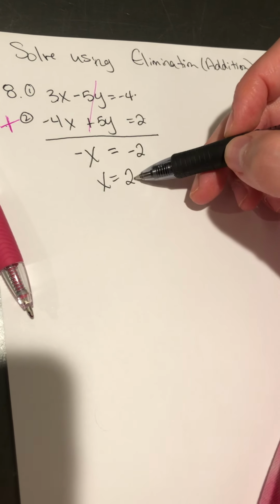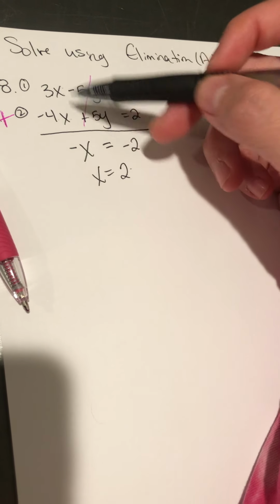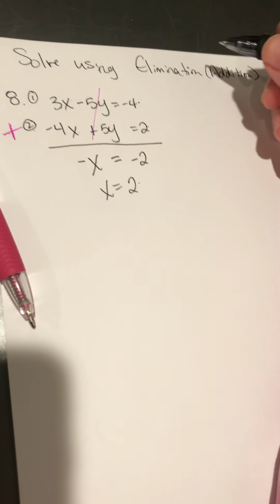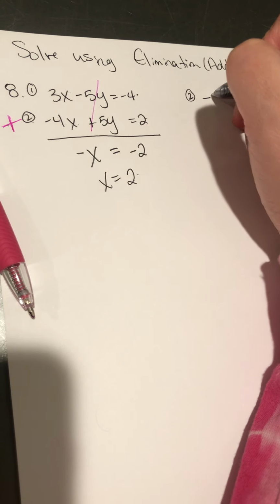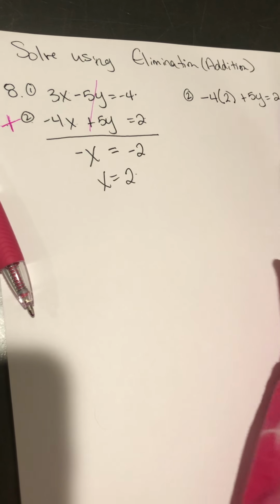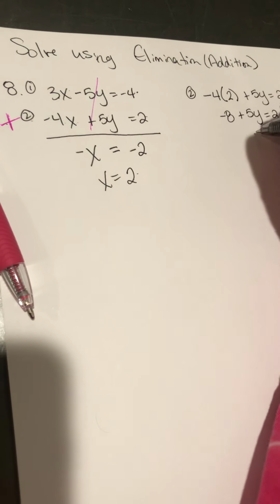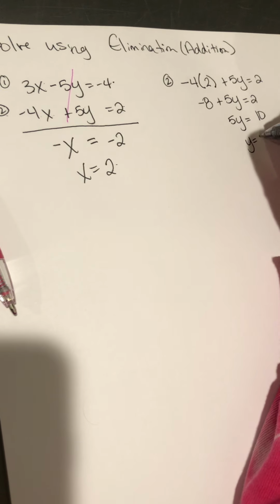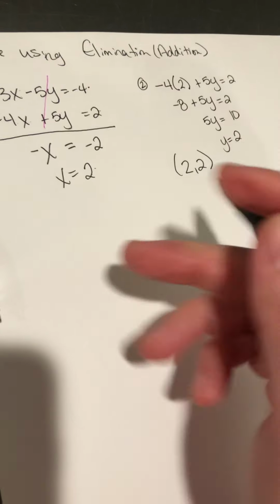So then to find y, I have to substitute x is 2 back into one of these and solve for y. It doesn't matter if you use the first equation or the second equation, either one will work. I used the first one on the notes that I wrote, so I'll use the second one for this one. So negative 4 times x, which is just 2, plus 5y has to equal 2. So I have negative 8 plus 5y is 2. If I add 8 to both sides, 2 plus 8 is 10. So y is 2 when I divide. So the solution is (2, 2). I don't know why I make 2's different all the time, but anyways.